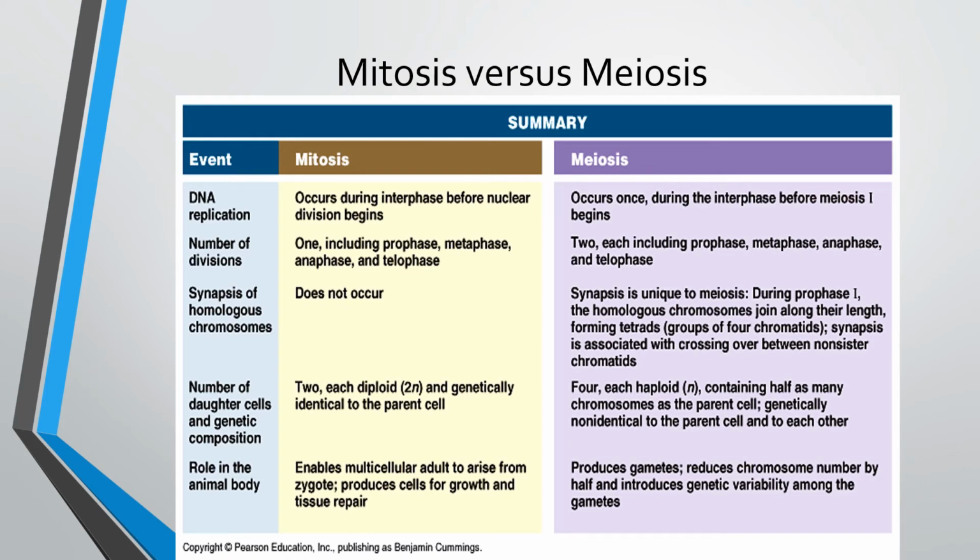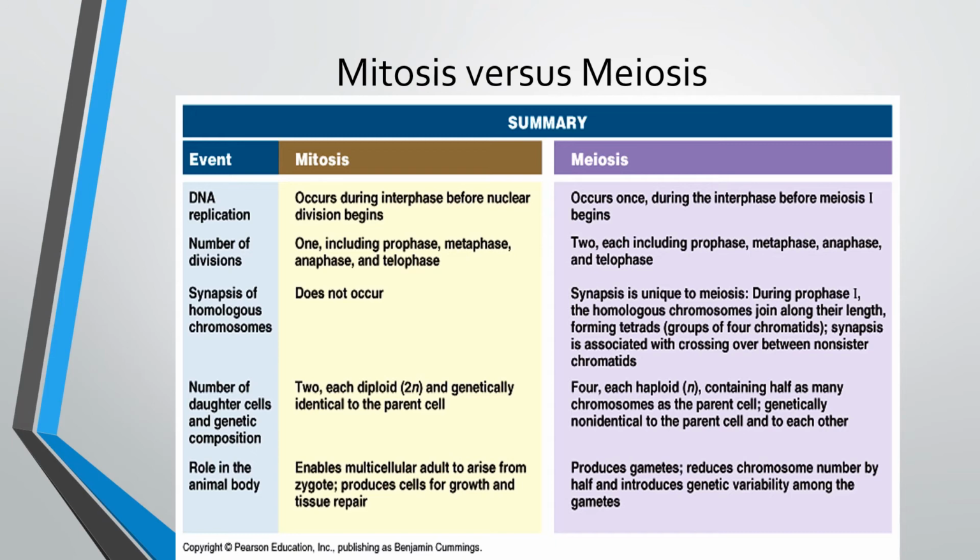The synapsis of homologous chromosomes does not occur in mitosis. Synapsis is unique to meiosis. During prophase 1, the homologous chromosomes join along their length, forming tetrads, or groups of 4 chromatids. Synapsis is associated with crossing over between non-sister chromatids.